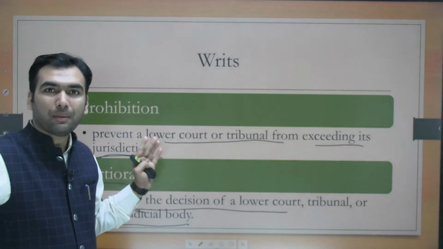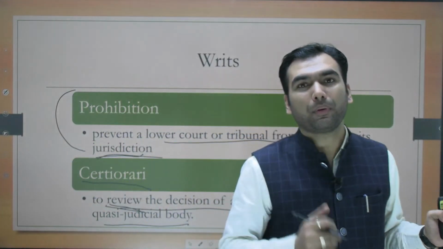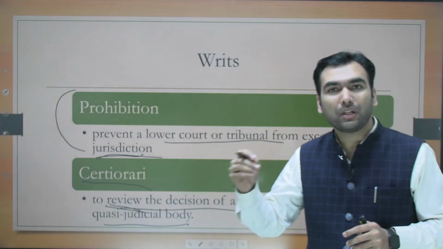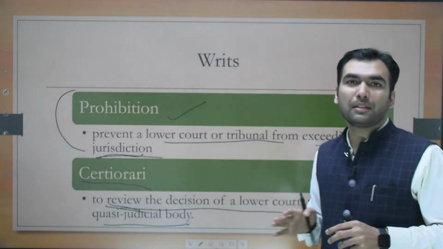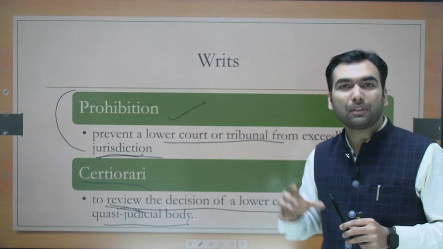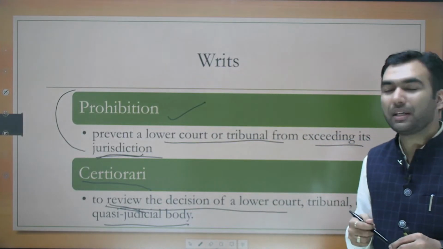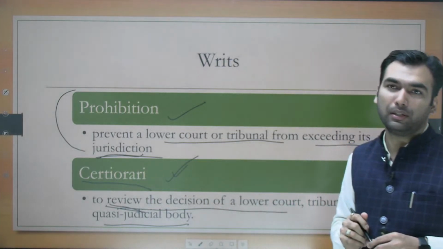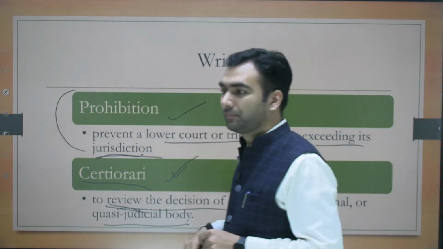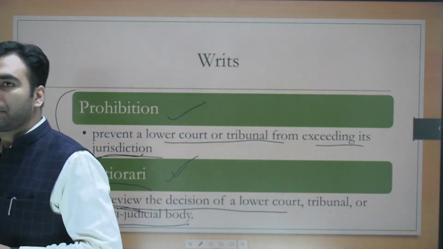Okay, so if the matter is still in, say, Patna High Court, then you are going to the Supreme Court saying that the court does not have jurisdiction, you will have a prohibition writ. Whereas if the Patna High Court has already given the judgment, then you are going to the Supreme Court saying that our rights are violated, then you will use the certiorari writ. Is it clear? All the writs?